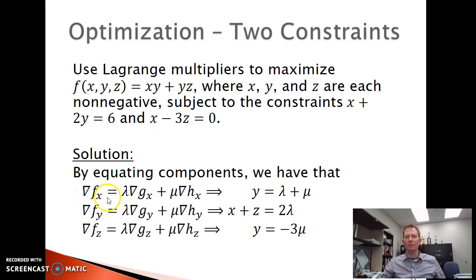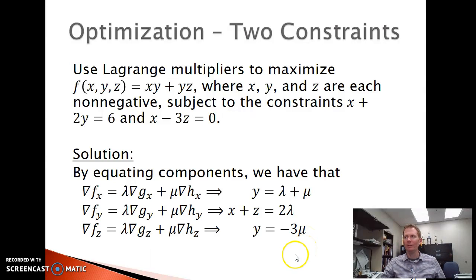Now we're going to plug values into our Lagrange equation. So the partial derivative of f with respect to x needs to equal lambda times the partial derivative of g with respect to x plus mu times the partial derivative of h with respect to x. This is plugging in each of those values. So y equals lambda times 1 plus mu times 1. In the case of the y components, we have x plus z equals 2 times lambda plus 0 times mu. And in the case of the z components, we have y equals lambda times 0 minus 3 times mu.